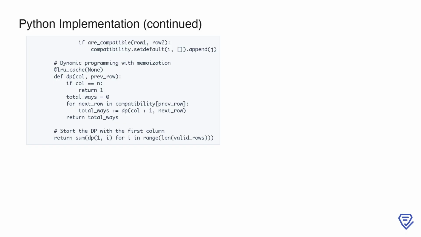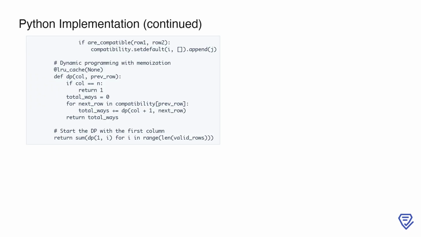If we reach the last column, the base case is satisfied, and we return 1, as that represents a valid configuration. Otherwise, we initialize a counter total_ways to accumulate the number of valid configurations. For each compatible row for the current column, we recursively call dp for the next column while passing the compatible row index. Finally, we sum up the results from all valid rows for the first column using the dp function initialized at column 1. This gives the total number of ways to paint the grid, which is returned as the solution.